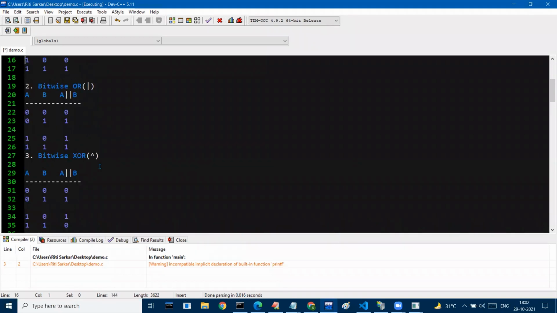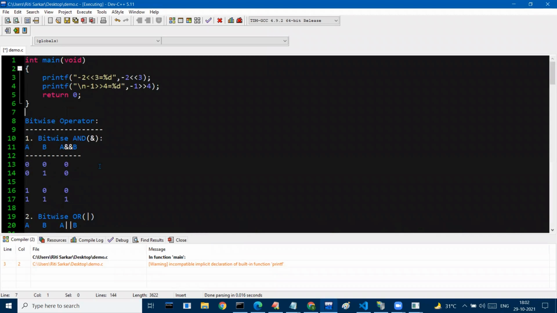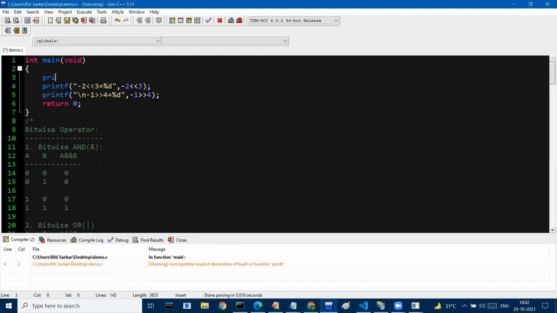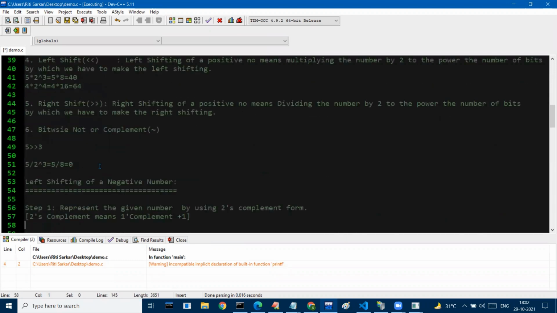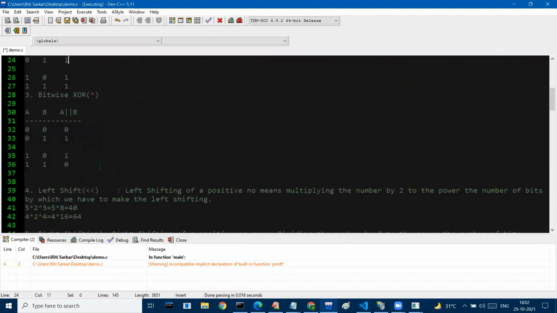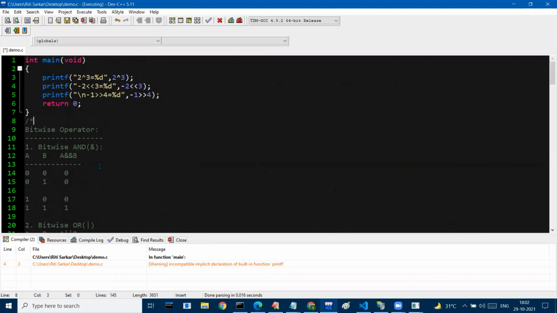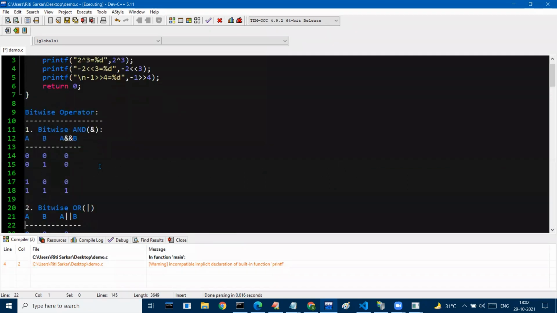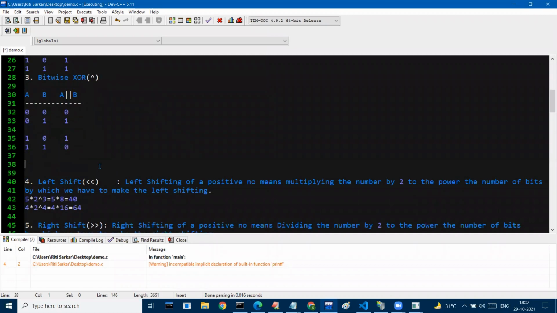Let us verify one example here. Suppose printf of 2 XOR 3 is equal to %d. 2 XOR 3. What will be the answer? This is for the XOR operation. What will happen here? Bitwise XOR, example 2 XOR 3.